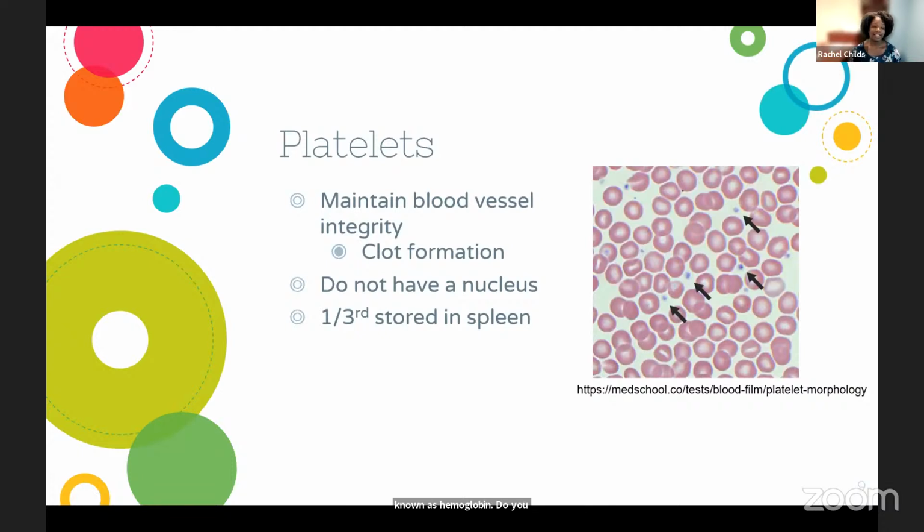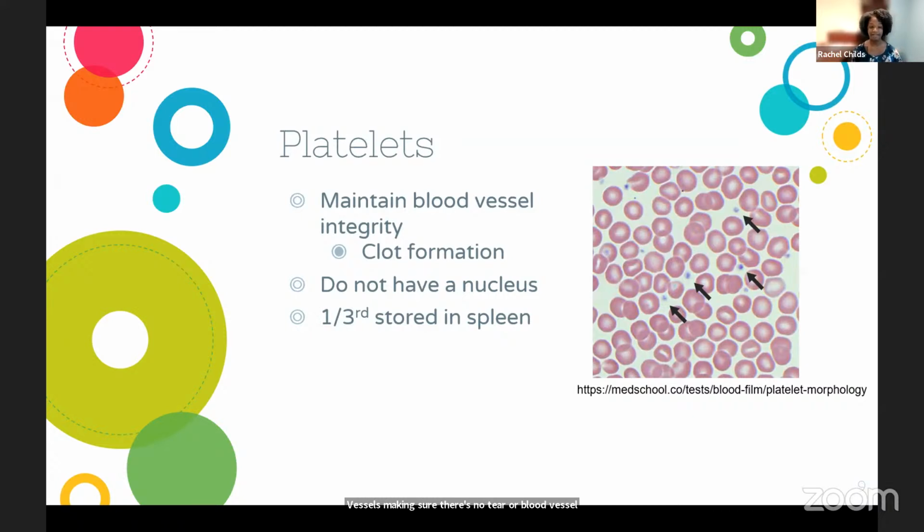Next, you have your platelets. They are very, very small blood cells within the blood. They maintain blood vessel integrity. So normally your platelets are just surveying your blood vessels, making sure there's no tear or blood vessel injury.